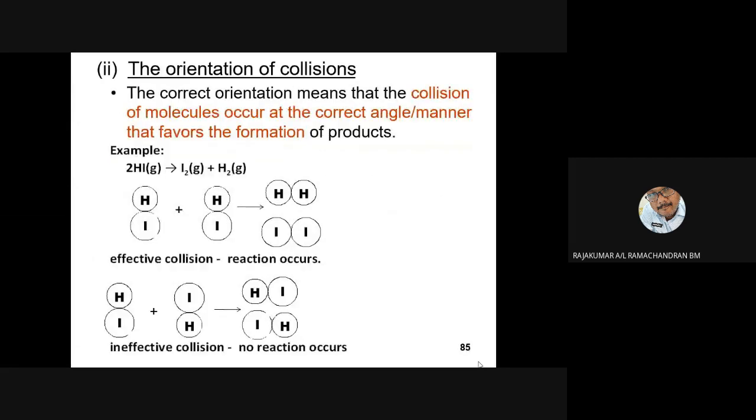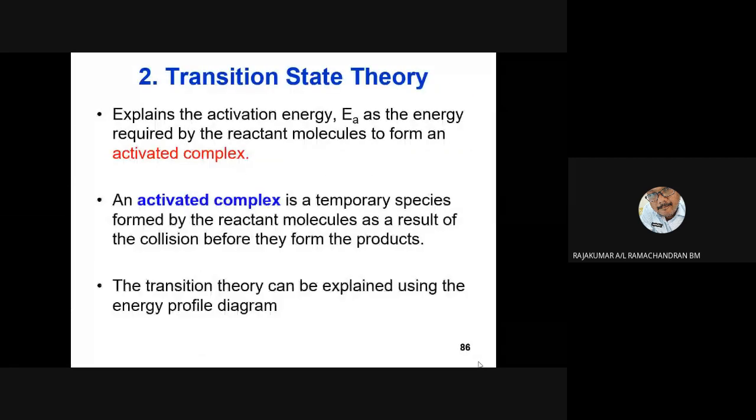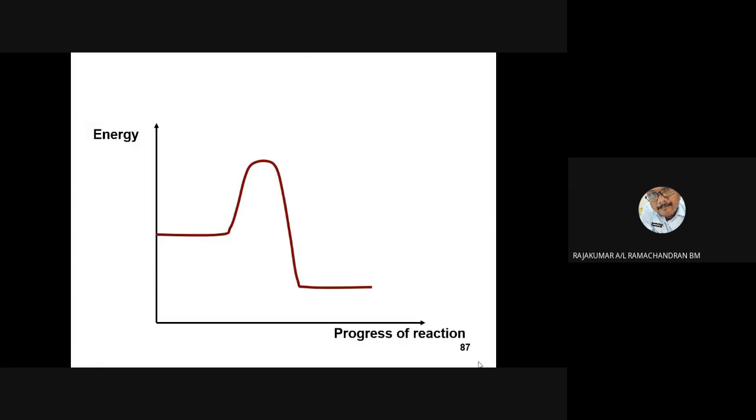This is called an energy profile diagram, and this is for an exothermic reaction. So this is the reactant, this is the product, and this is the activated complex. This is the activation energy. The reactant has to overcome the activation energy to form the product. So activation energy is the minimum energy required to initiate a chemical reaction.